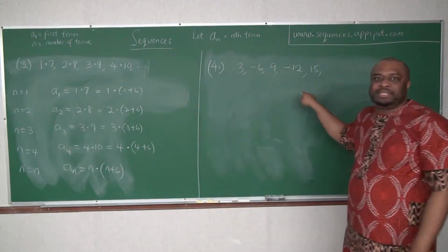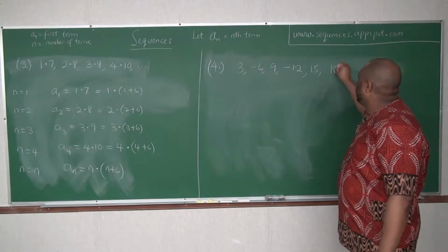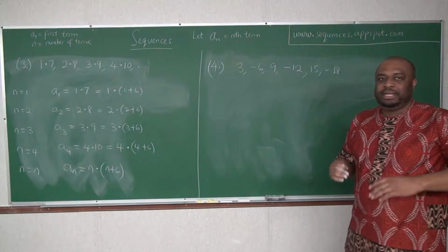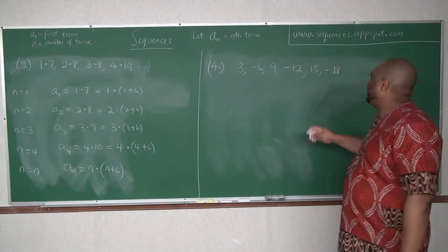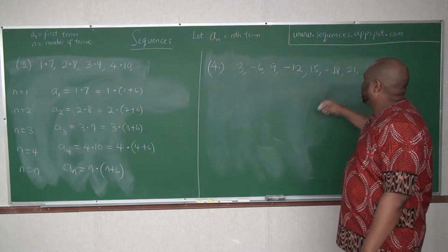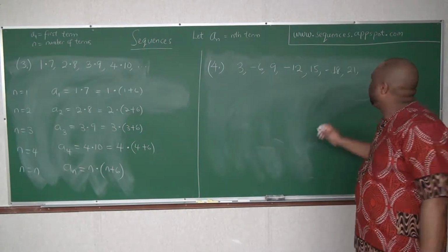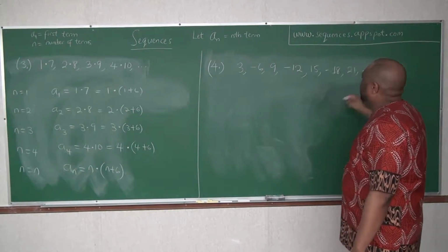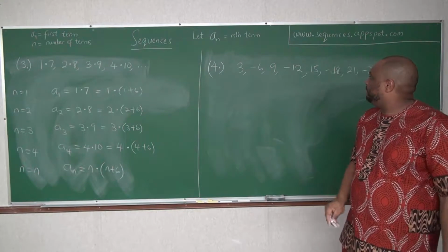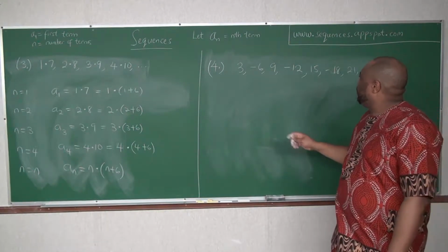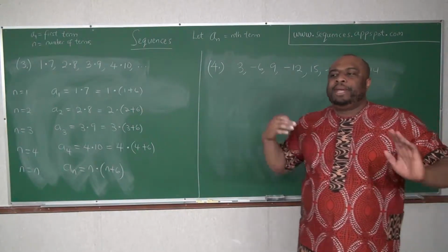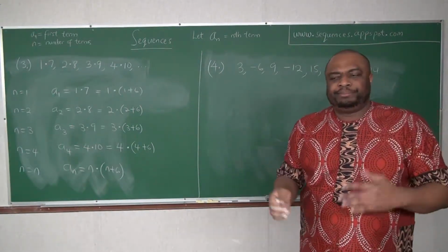Then 3 times 6 is 18, but it will be negative 18. Do you see that? Then 3 times 7 would be 21. Then 3 times 8 would be 24. But you have to put negative 24 because it alternates. Right? So you have positive, negative, positive, negative, positive, negative, positive, negative. Now, but how do you know the nth term?